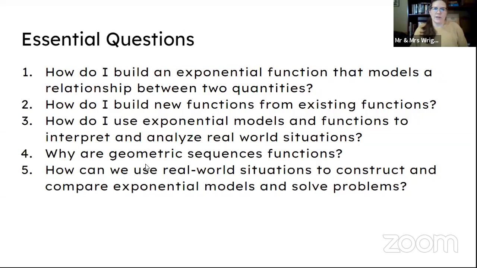Number 2, how do I build functions from existing functions? So I already have a math sentence. They need to change it in some way and make a new one. How do I use exponential models and functions to interpret and analyze real-world situations? So I've created this model, this mathematical model or math sentence based on the information that I have. How do I use that to find the information that I'm looking for?